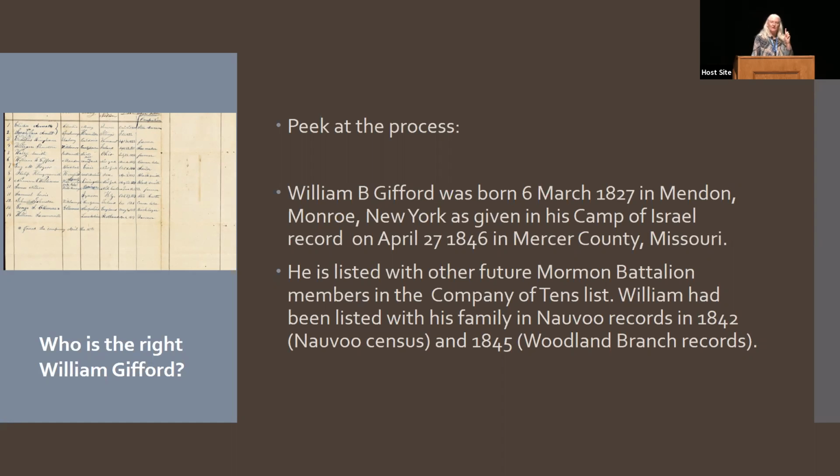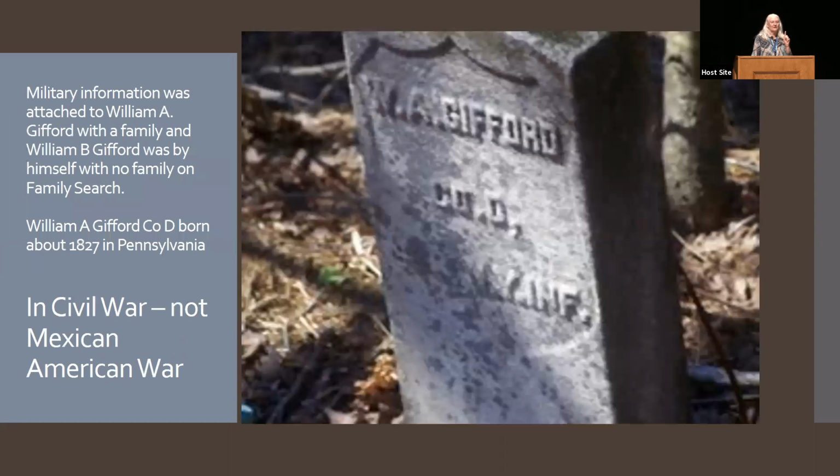The trick with him was very often it was only listed as William Gifford. And unfortunately, here we have a William A. Gifford, and we found him in Family Search. Well, William A. Gifford on his headstone says he's in Company D. Guess what? He's in the battalion, Company D. So a family got the two people mixed up. William A. Gifford got put on the Family Search record with the family that's actually not his family, and William B. Gifford was sitting in Family Search all by himself with no one.